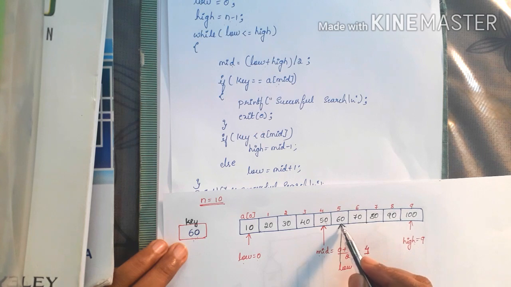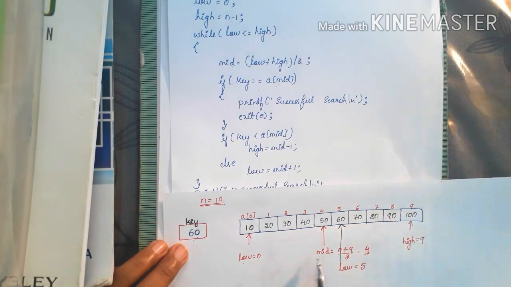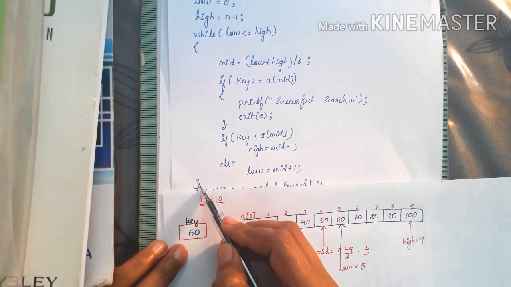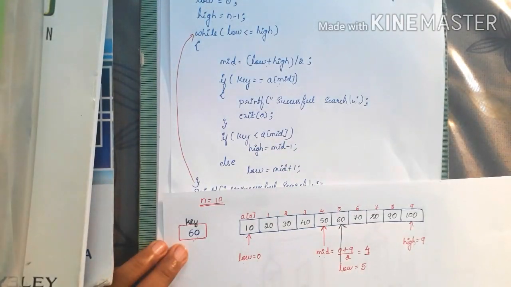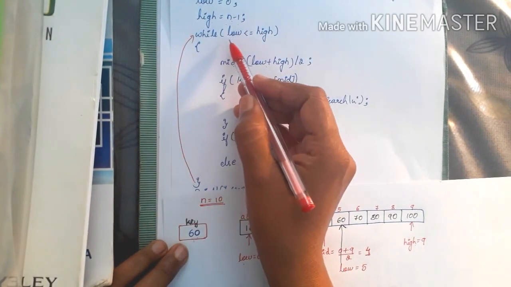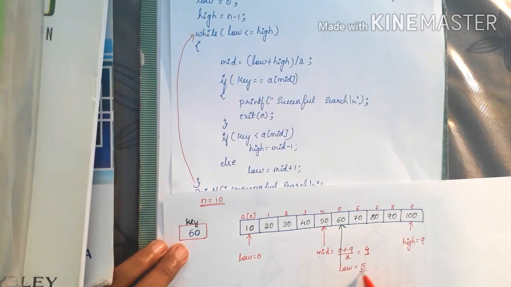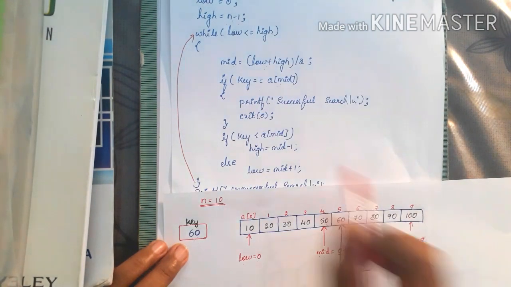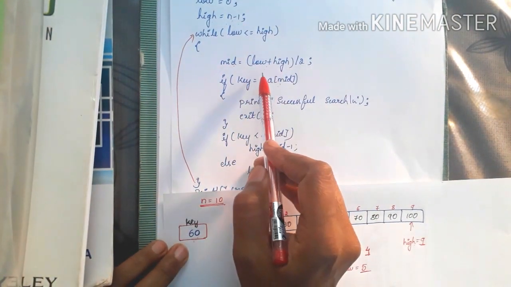So now we need to search only the second half of the array. The high value is not changed, it remains the same, but the low value is changed to mid plus 1. The next instruction is end of while. End of while means control returns back to while. Then the while condition: while low is less than or equal to high, low value is 5 and high value is 9. Is 5 less than or equal to 9? Yes. Control enters the while loop.